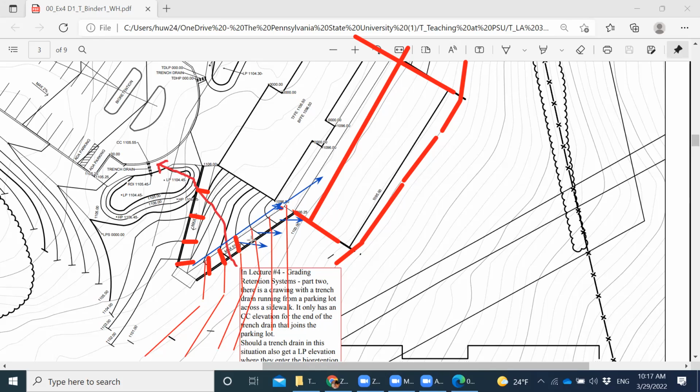9, 8, 7. This is 7. And we need to get down to 6 at this point. I would actually suggest that you move the whole thing. You move this down, okay, down where we can get close to the 6 contour here.